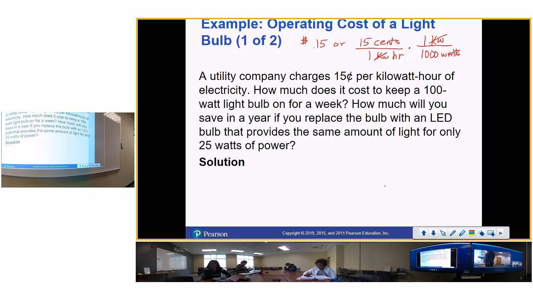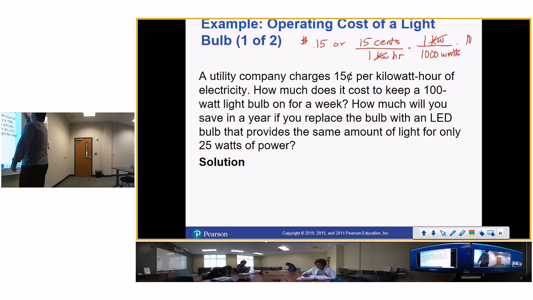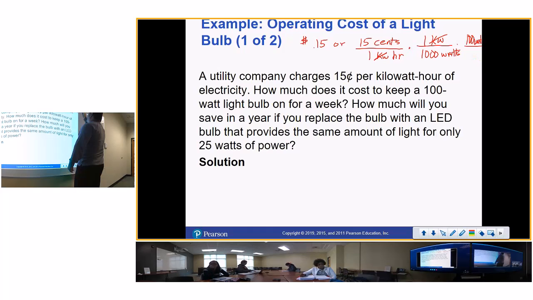Now let's see. What do they want? How much does it cost to keep a 100-watt light bulb. So I'm going to put 100 watts. Why am I putting 100 watts up here? Because I want watts to cancel. Now what does that leave? 15 cents per what? Hour.